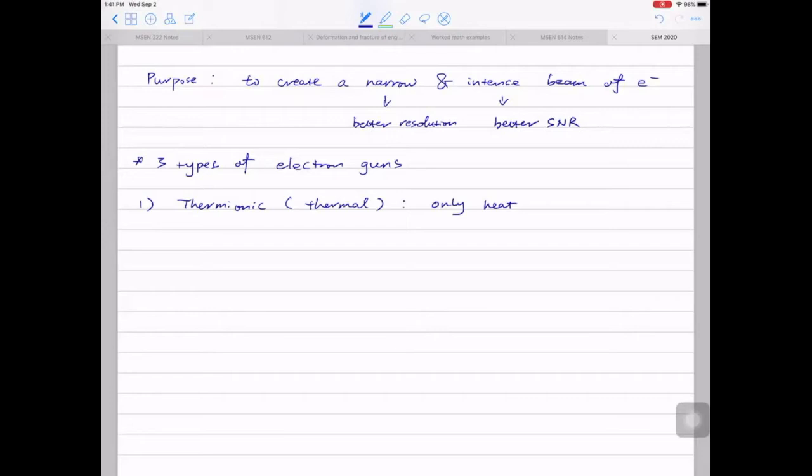The second type of electron guns, we can call it cold field emission gun. In this case, the electron source usually operates at room temperature. You can slightly increase the temperature, but never to the degree where you use the thermionic gun. So for the cold field emission gun, it's mainly voltage or potential.